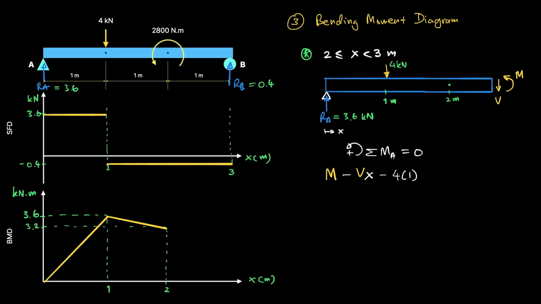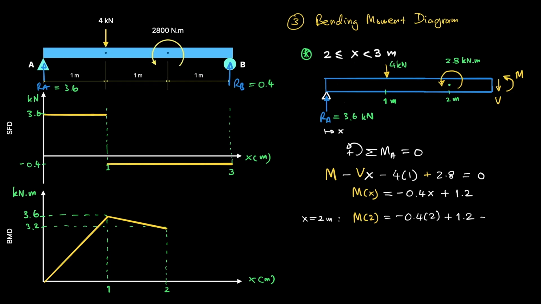Now for the last segment, from 2 meters to just before point B, we now have the 2.8 kilonewtons meter moment here at 2 meters. Therefore, sigma moment about A equals 0 gives M minus V times x minus 4 times 1, and the moment here is clockwise, so plus 2.8 equals 0. And V at this last segment is still minus 0.4, so M of x equals negative 0.4 times x plus 1.2. So for x equals 2 meters, M is minus 0.4 times 2 plus 1.2 equals 0.4 kilonewtons meter.